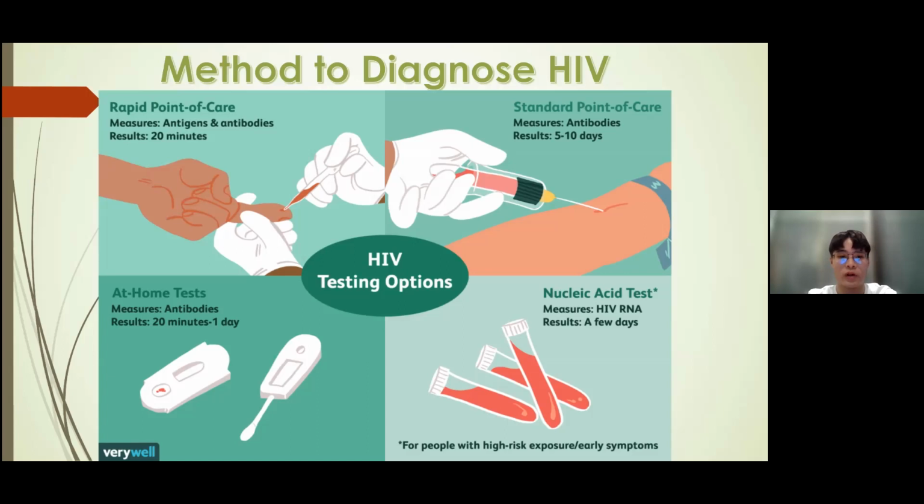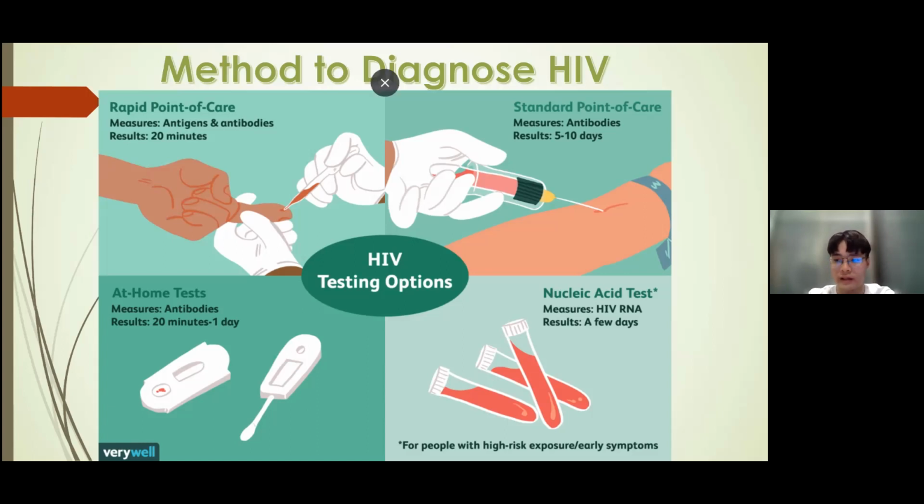And the third one is more convenient, which is the rapid at-home test. This test can be purchased online or at many retail drugstores. This is a saliva-based antibody test. This test is less accurate than a point of care test, but the advantage of this test is that it provides privacy to the suspected HIV patient, and also can deliver the result in a short time.